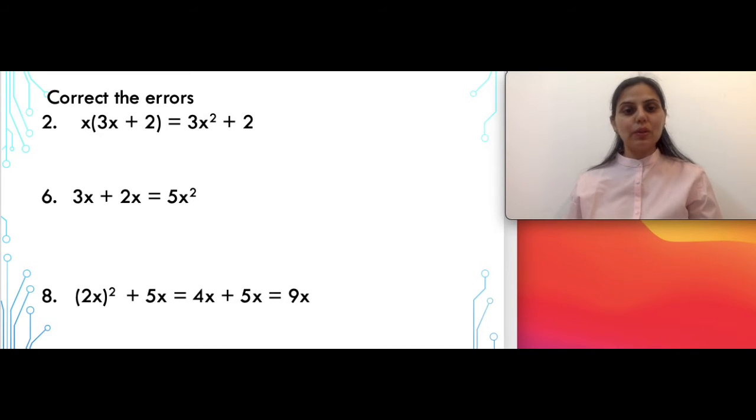For example, in question number 2, x multiplied by 3x plus 2 gives the answer as 3x square plus 2. Now clearly there is a mistake in the question and let's see what that is. When you multiply x with 3x, you need to write 3x square plus... when there are two terms in the brackets and there is a term outside the bracket, this term is multiplied with both the terms inside the bracket. So when you multiply 2 with x also, you will get the term 2x. So your answer should be equal to 3x square plus 2x. Here the term x is missing, so that is why the left and right hand side of the question is wrong.